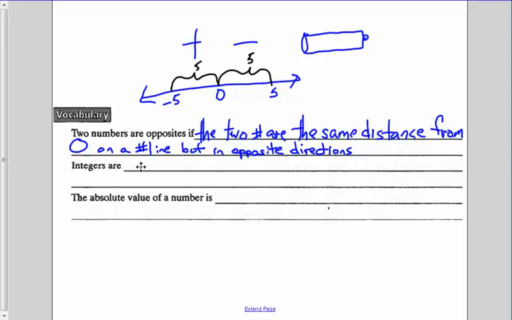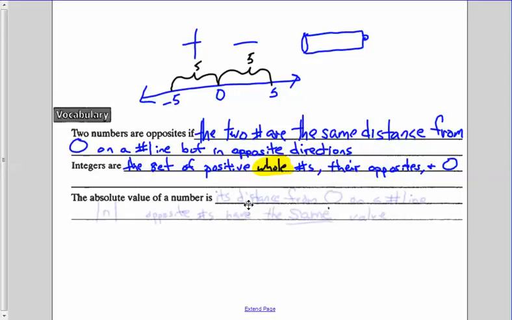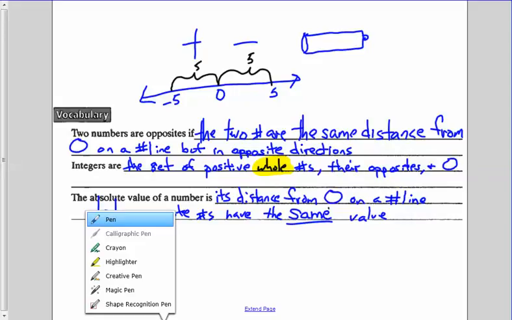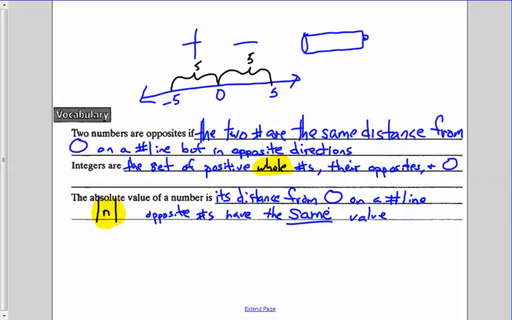But then we look at what integers are. Integers are a set of positive whole numbers, their opposites, and 0. So we're not dealing with fractions or decimals, we're dealing with whole numbers. And the distance between -5 and 0, and 0 and 5, is the absolute value. The absolute value is a number's distance from 0 on a number line. The opposite numbers have the same value. We write absolute value with the bracket bars and then the number inside, and we'll explore how those are written as this lesson continues. It is the distance from 0 to both the positive and negative number.